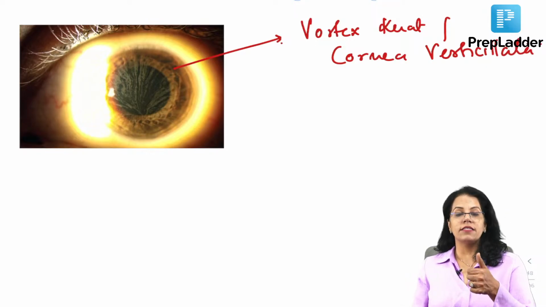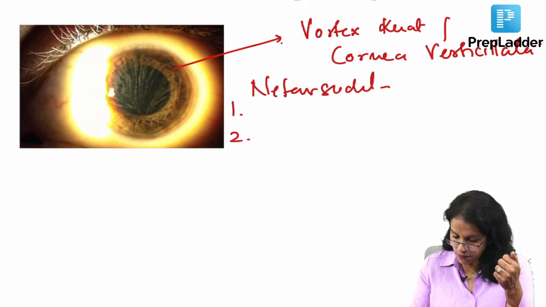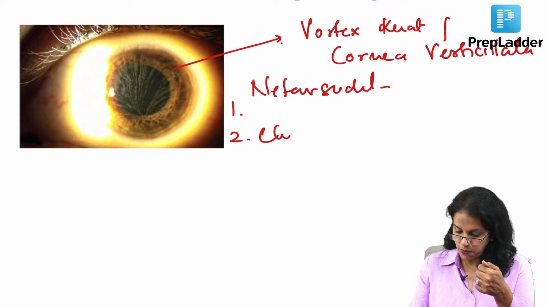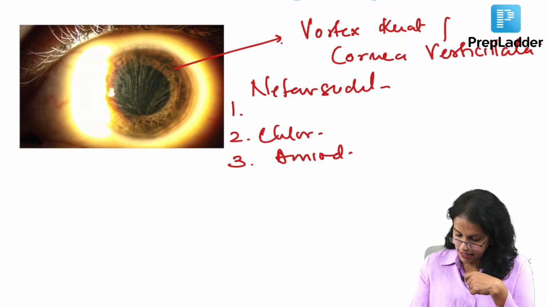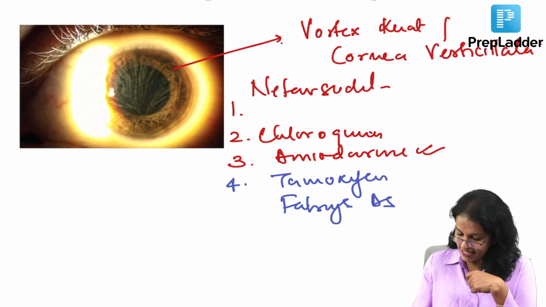Okay, very quickly let's revise which anti-glaucoma drug? Netarsudil. Asked in the exam. It is important information. Of course, it is caused by chloroquine, then amiodarone. Very important is amiodarone, chloroquine, then tamoxifen, Fabry's disease, and what else? Indomethacin. These are the causes of vortex keratopathy.